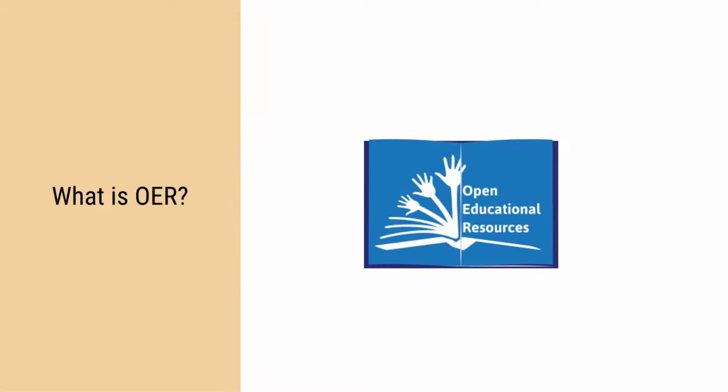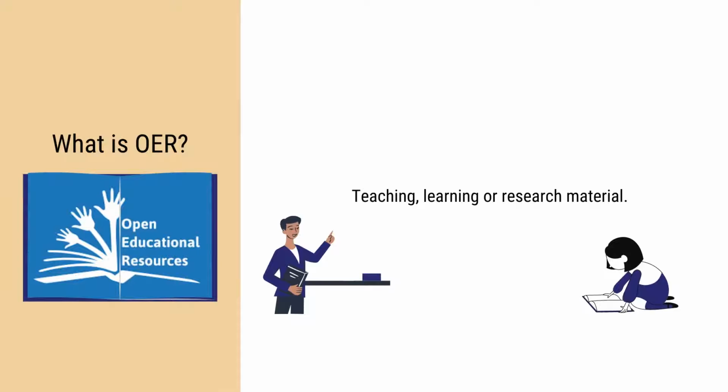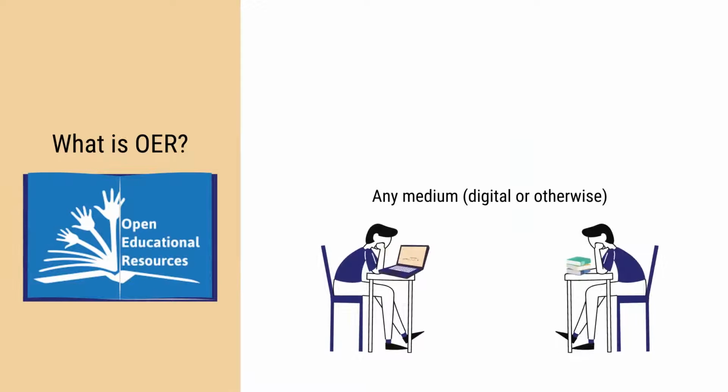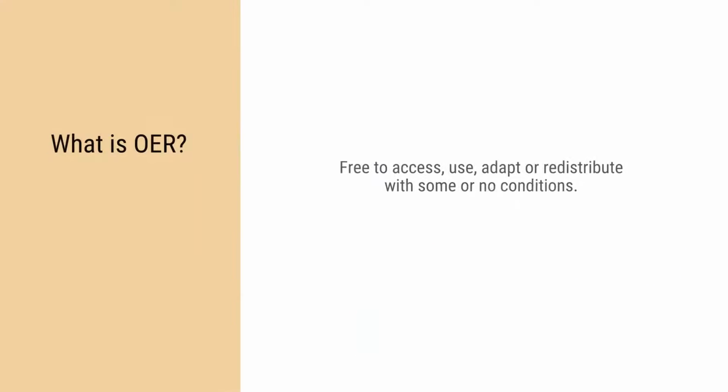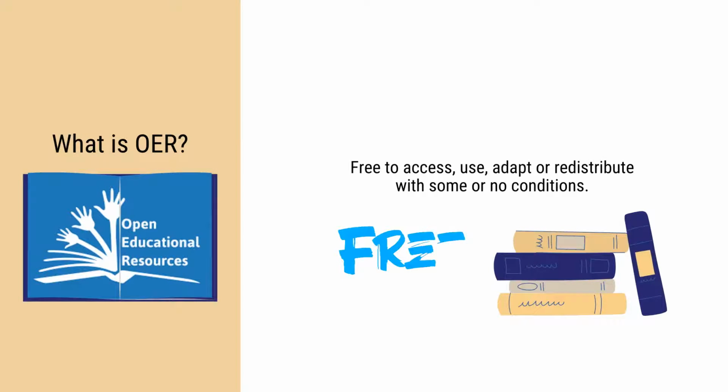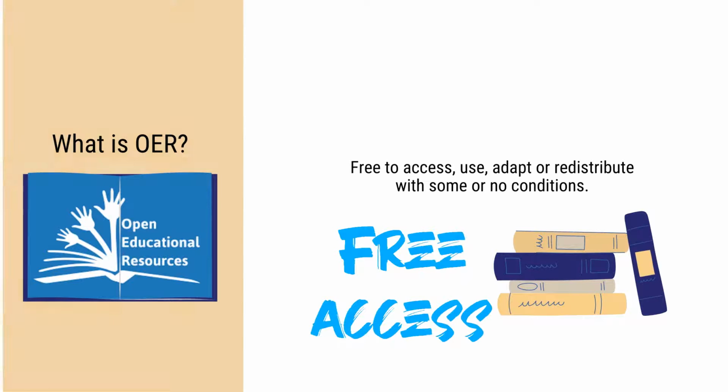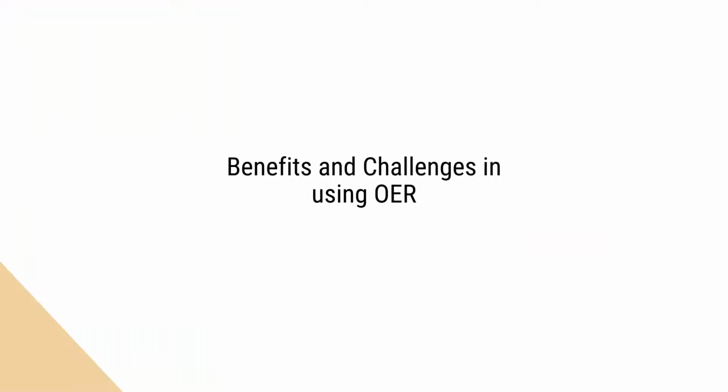Now we shall discuss what the 2012 Paris Declaration says about OER in simple terms. Open educational resources are basically teaching, learning, or research material. These resources can be available in any medium, print, digital, or anything. These resources are free for access to the public and they can be adapted or redistributed with some or no conditions. Next, we shall have a look at the benefits and challenges in using OER.